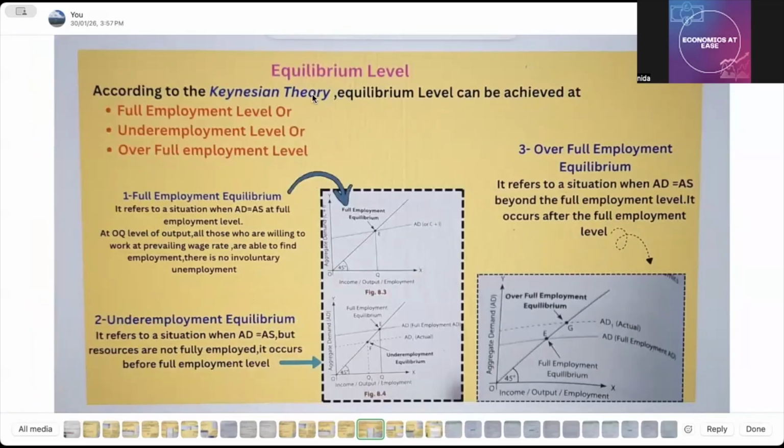Now, according to Keynesian theory, the equilibrium level can be achieved at three points: the full employment level, the underemployment level and the over full employment level. So similarly, we will make exactly the same diagram as the AD-AS one. When there is full employment level, AD equals AS at full employment level. Then those who are willing to work at the prevailing wage rate are able to find employment and there is no involuntary unemployment. So the simple AD-AS diagram we used to make, we just draw it here under the heading of full employment equilibrium.